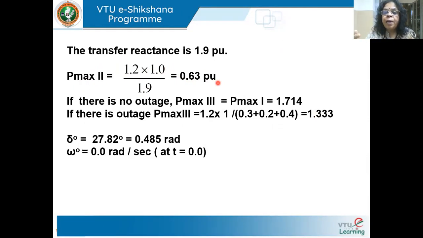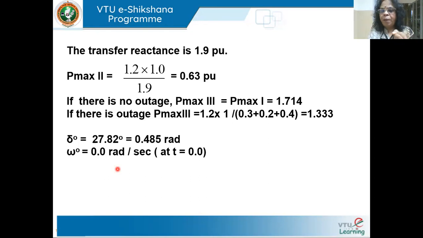Next, I need to calculate the maximum power post fault. Post fault, what happens? If there is no outage, my Pmax 3 will be equal to Pmax 1 because I have not removed the line. But in this particular problem, the faulted line is removed. So what will happen to the reactance? 0.3, the generator reactance, the transformer reactance, and one line is removed. I have only one line whose reactance is 0.4. So the maximum power is 1.333 per unit. Clear? Now I have everything to start.